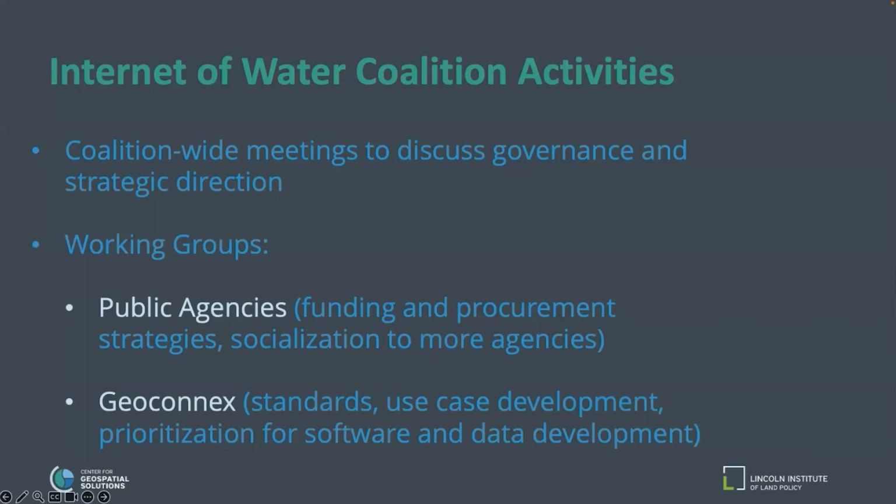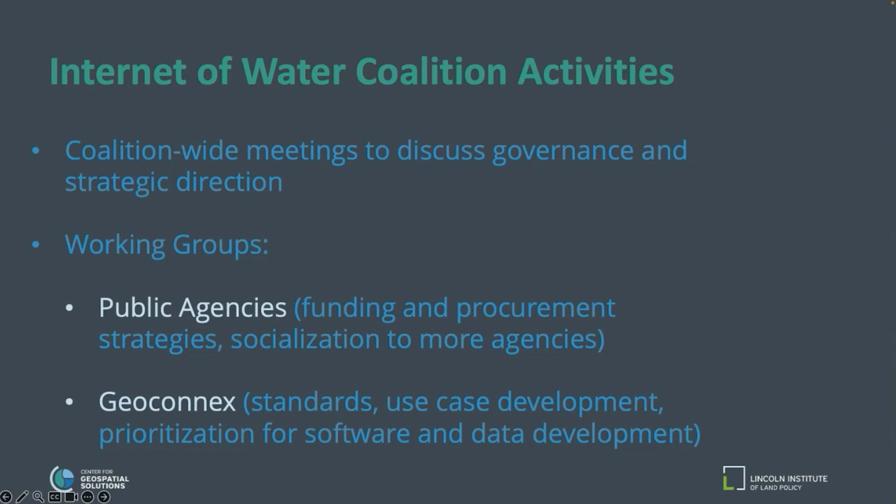So at the Internet of Water Coalition, we have biannual coalition-wide meetings to discuss governance and strategic direction. And then we have working groups that meet somewhat more frequently to advance learning and help me, as the director of the Internet of Water Project at Lincoln, think about where to go and what to do more of or less of or better.